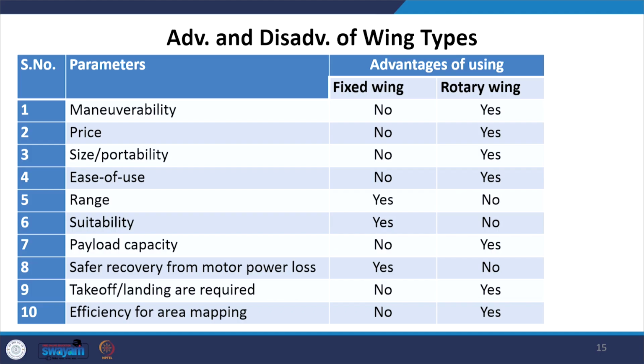If we now look at several parameters, fixed wing versus rotary wing, it shows where the fixed wing is qualifying and where the rotary wing is qualifying. For example, if we are talking of the suitability of the drone, then fixed wing is much more suitable because of the higher range and high carrying capacity of the payload. Efficiency for area mapping would be much more in the case of rotary wing drones. So, these are some of the advantages and disadvantages.